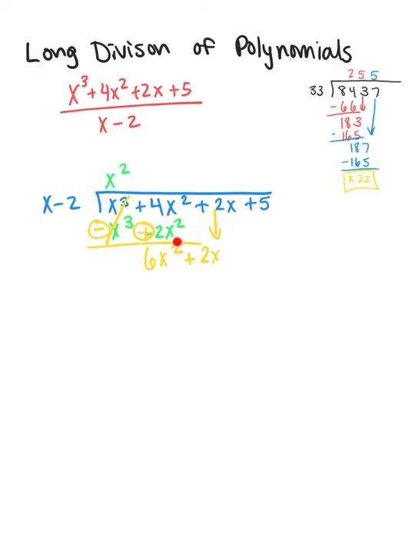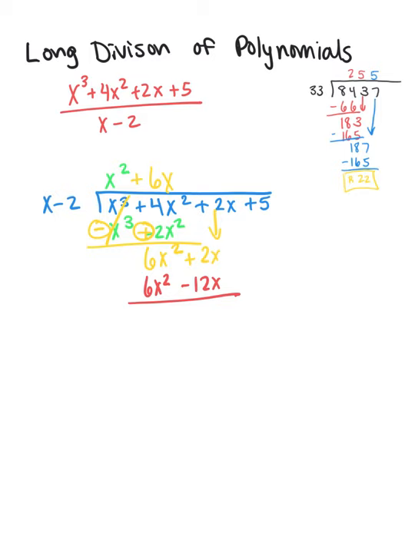And now I'm going to look at this part here. What do I multiply to x to get 6x squared? Well, I have to have a 6x, and x times x is x squared. Just like before, I'm going to multiply my 6x times both of these parts. 6x times x is 6x squared. 6x times negative 2 is negative 12x.